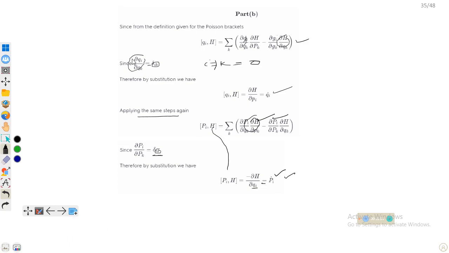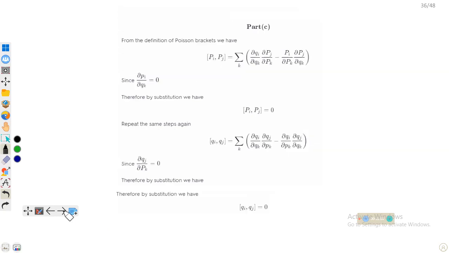For part C, we have to prove that the commutator of Pi, Pj should be equal to 0, and that the commutator of Qi, Qj should also be equal to 0. We have to prove this.